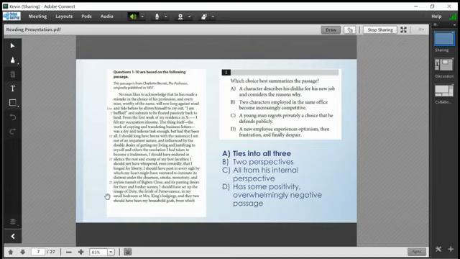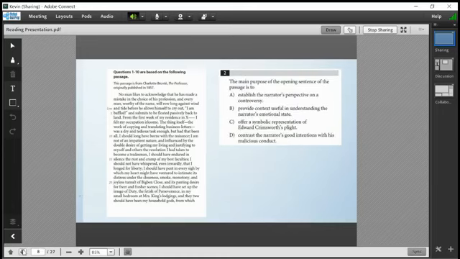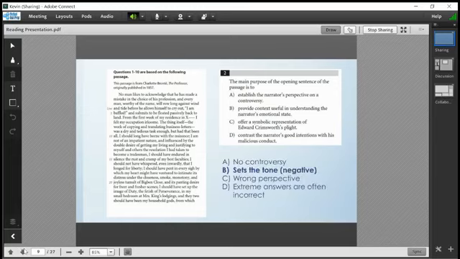So again, B, C, and D are all going to be various ways as to why they're wrong, but A perfectly ties into what the correct answer is. So let's look at our second question. The main purpose of the opening sentence of the passage is to, and then we can take a look at some of these answer choices. If we hit the four answer choices, as you can see, B is going to be the correct answer in this case. So we focus on answer choice B.